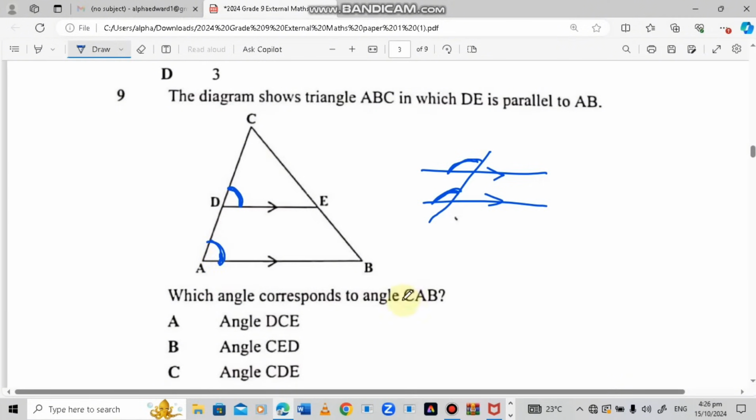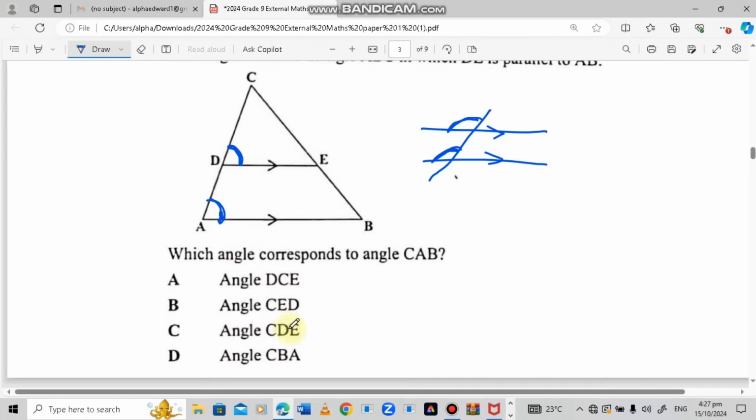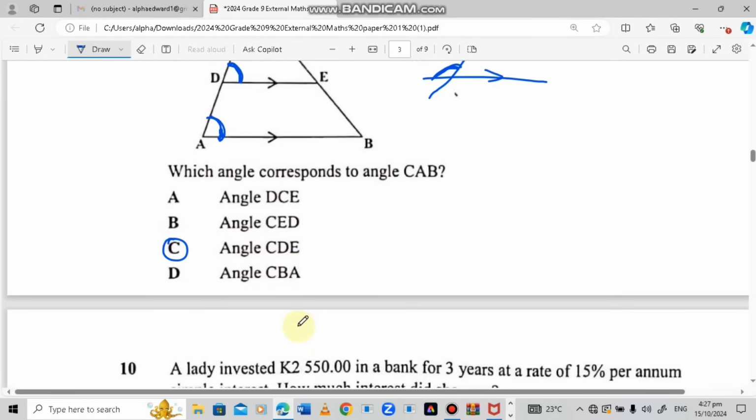So the question is saying which angle is corresponding to angle CAB. It is angle CDE. Do we have angle CDE? Angle CDE. So the answer is C.